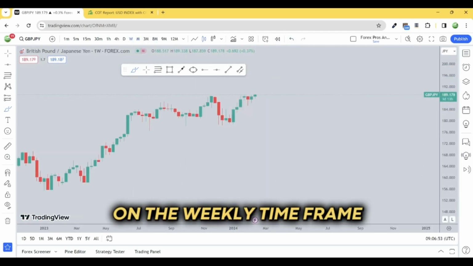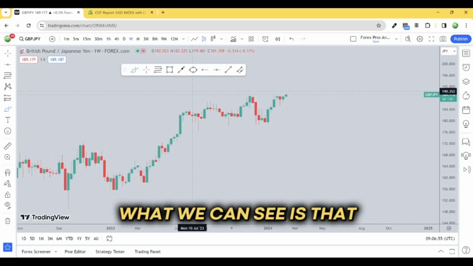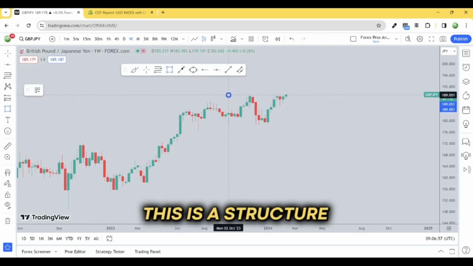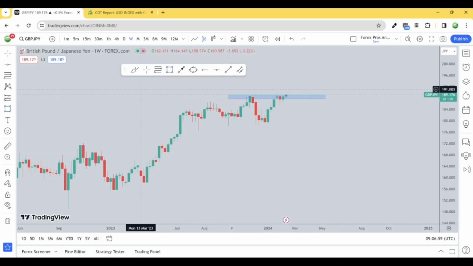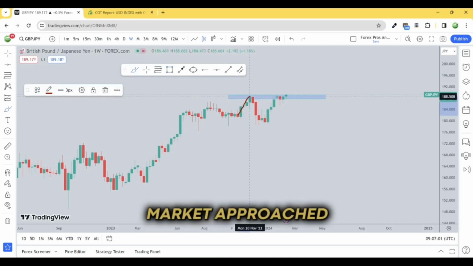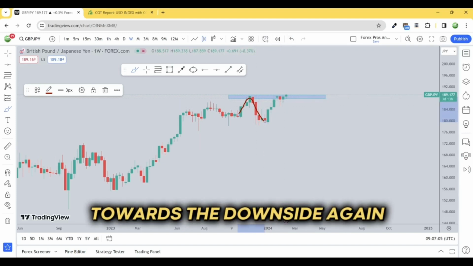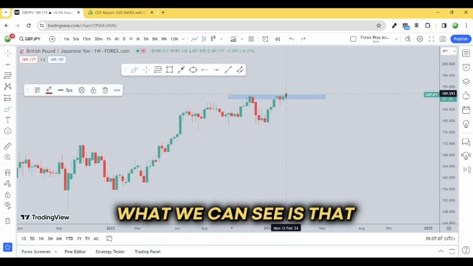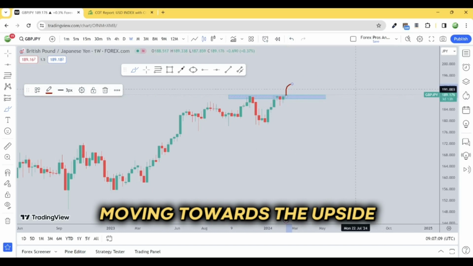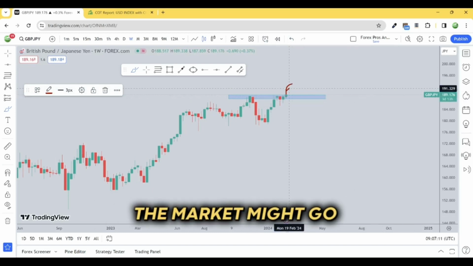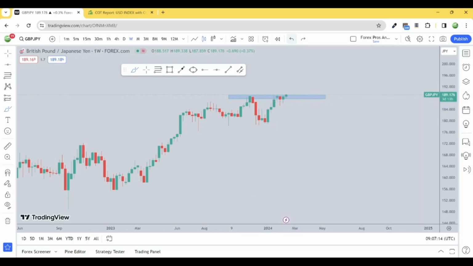Moving down on the weekly time frame, what we can see is that this is a structure resistance area, and as you can see, when the market last approached this area, it made a big move towards the downside. Again, right now the market is moving towards the upside, but we can expect that the market might go a bit higher and then come down.